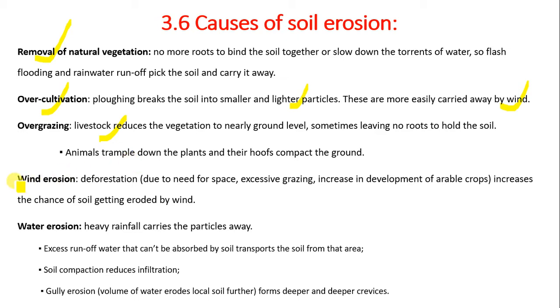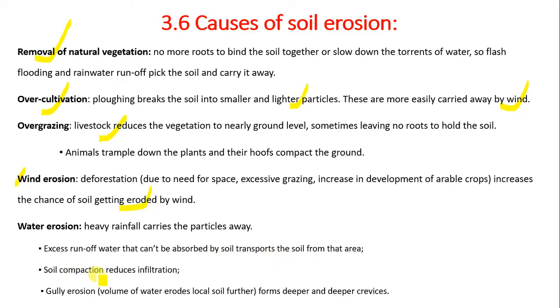So wind erosion. Now deforestation due to need for space, overgrazing, and increase in development of arable crops increase the chance of soil getting eroded by wind. So water erosion: heavy rainfall carries the soil particles away. Now excess runoff water that can't be absorbed by soil transports the soil from the area.